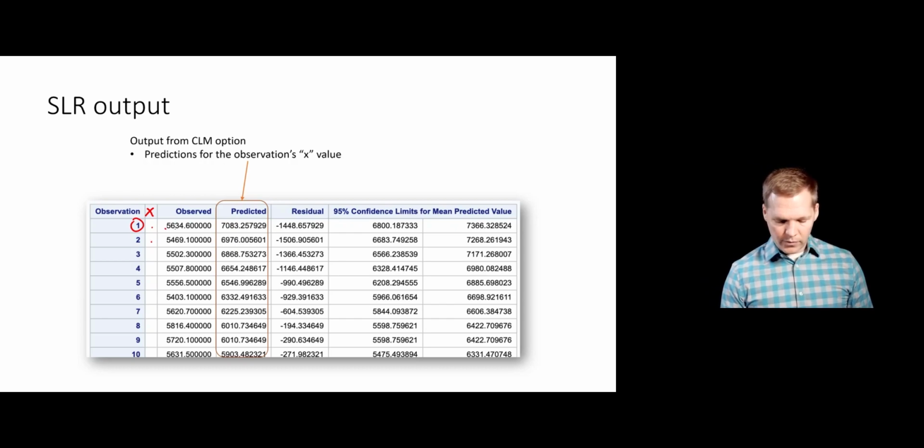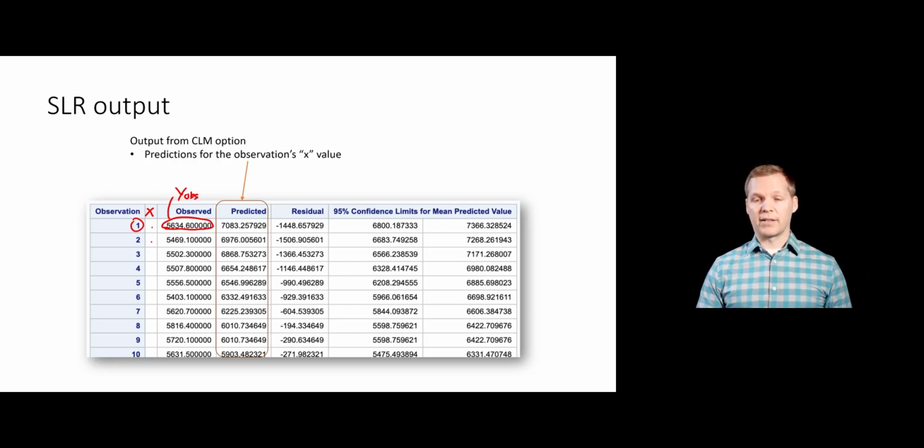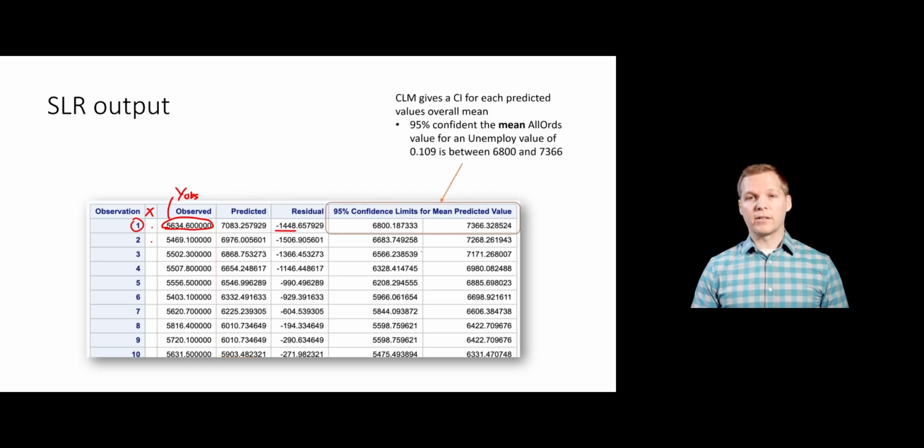But you can see here that the observed y, so this is my y observed for this case, was about 5,600. My predicted was 7,000. So that means that my model was off by this residual here. It was off by about 1,448. And basically with this model, we can create confidence intervals for the mean response. So I went back and looked at the data set. The first observation had an unemployed value of 0.109. So for all observations that would have an unemployed value of 0.109, the confidence interval for the mean all ORDS value, i.e. the response, is between 6,800 and 7,366. So that's where we would reasonably expect the all ORDS value to be if we have an unemployment value of 0.109.